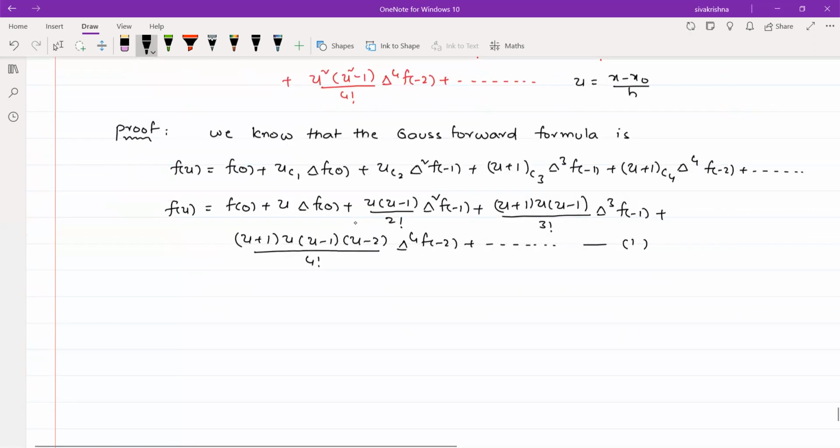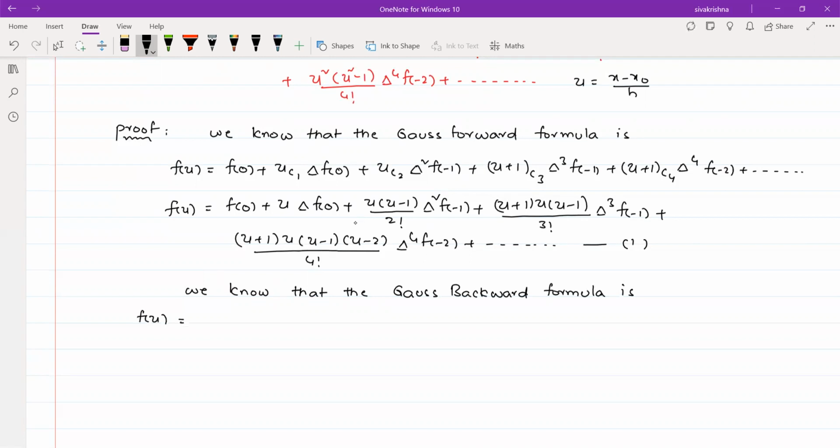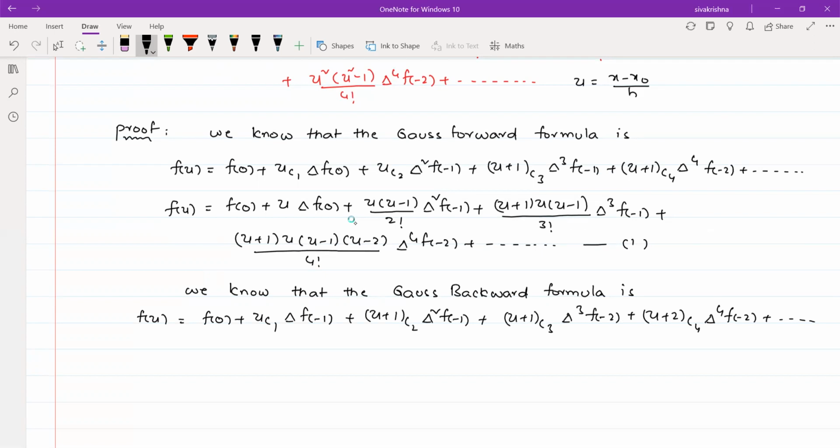Okay, now I am going to write the Gauss backward formula. So we know that the Gauss backward formula is, once again, f of u is equal to f of 0 plus uc1 into delta f of minus 1 plus u plus 1 c2 into delta square f of minus 1 plus u plus 1 c3 into delta cube f of minus 2 plus u plus 2 c4 into delta power 4 f of minus 2 plus and so on. Here also I am writing up to the fourth difference only.